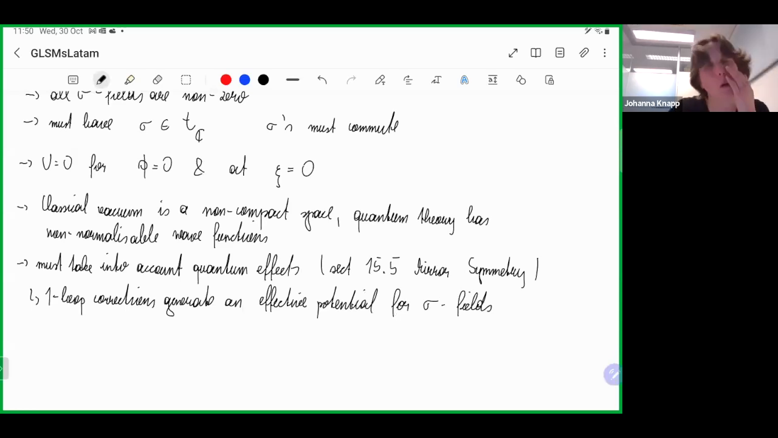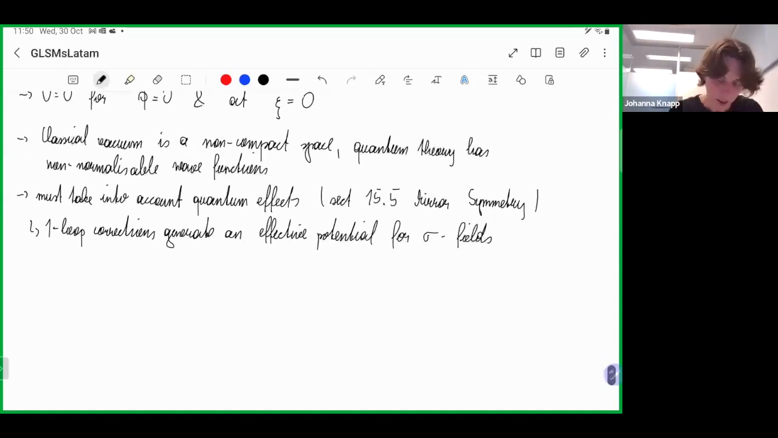So we already know that low energy physics is dominated by the sigma fields, but they seem to be free classically. But then if you turn on quantum effects, you actually see that they are constrained by a potential, and that again compactifies your configuration space.